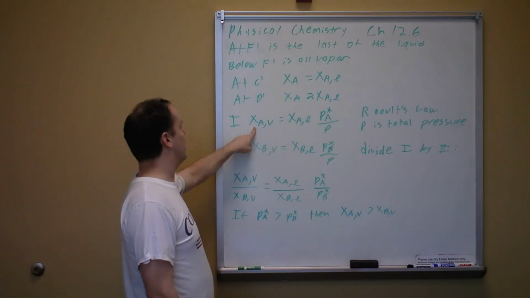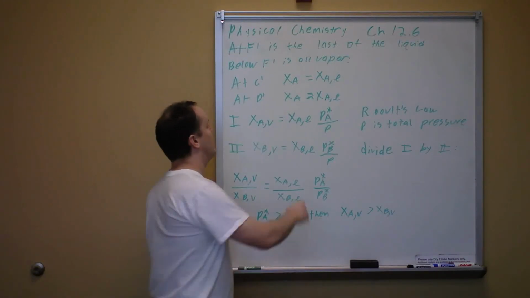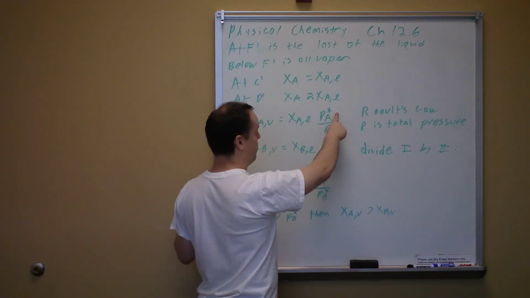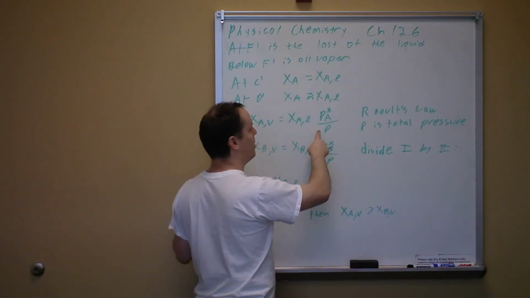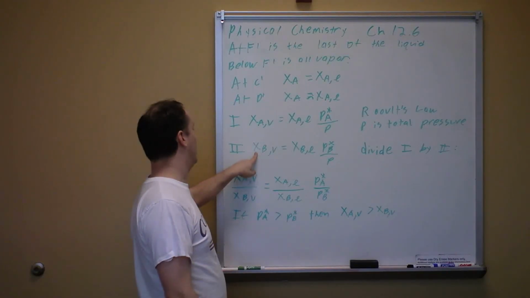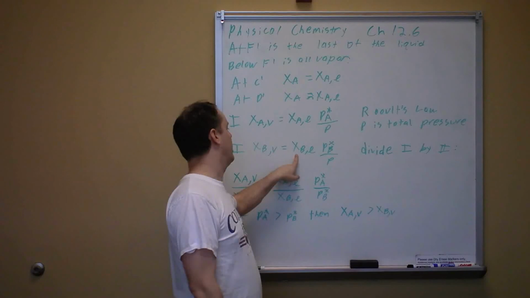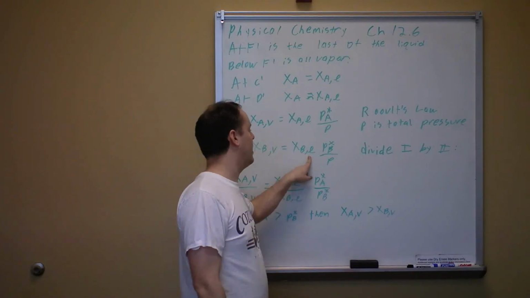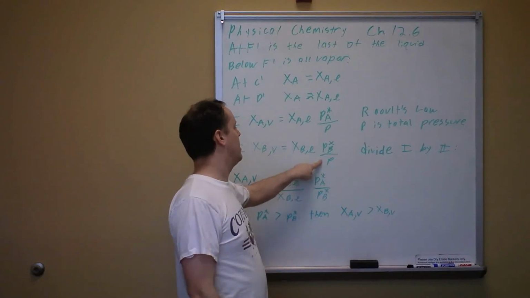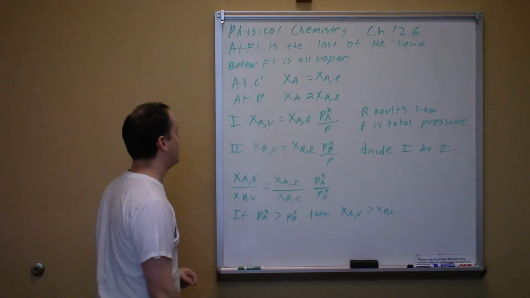So one, we know that the mole fraction of A in the vapor phase is equal to the mole fraction of A in the liquid phase times the pressure of pure A divided by the total pressure. And doing the same thing for the other component, the mole fraction of B in the vapor phase is equal to the mole fraction of B in the liquid phase times the pressure of pure B divided by the total pressure.